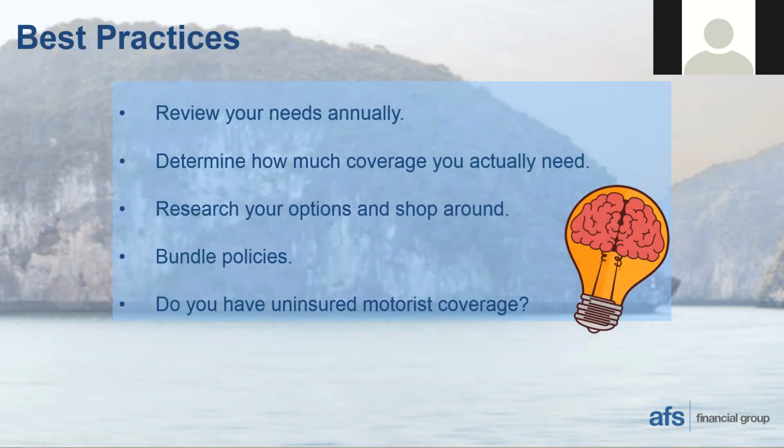And then one thing that we often see overlooked with auto coverage is uninsured motorist coverage. So basically that means that if someone else causes the accident, but they have minimal coverage or no coverage sufficient to cover the cost of repairs or injuries to you, that's where the uninsured motorist coverage kicks in. It's coverage you have to protect against being hit by someone who does not have sufficient coverage.